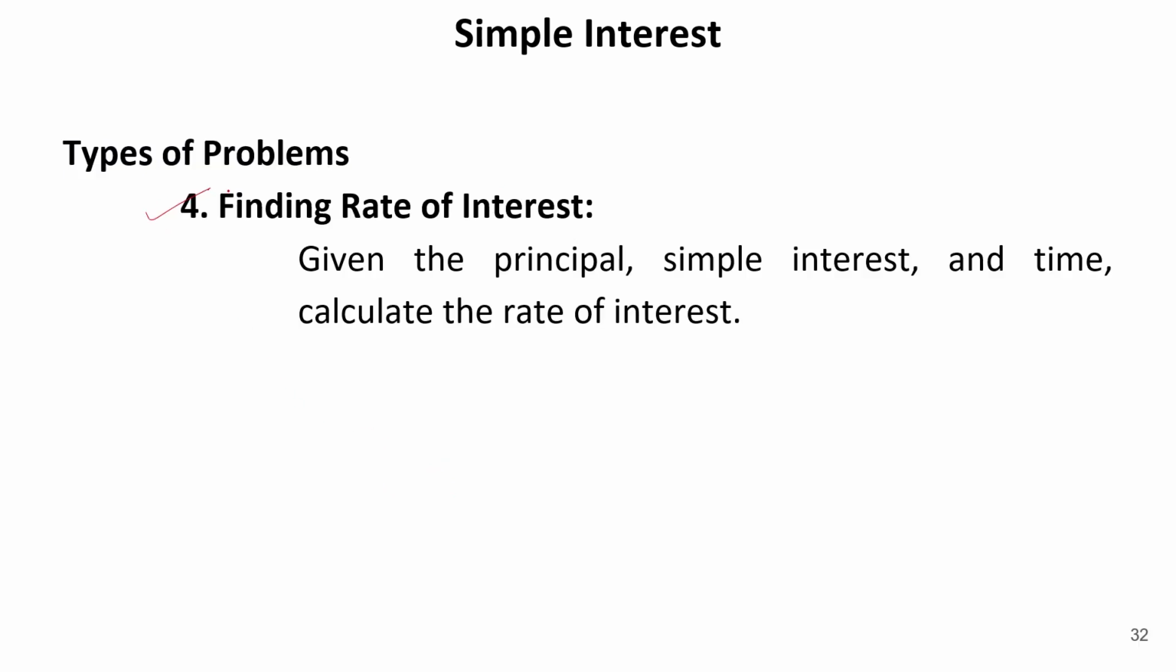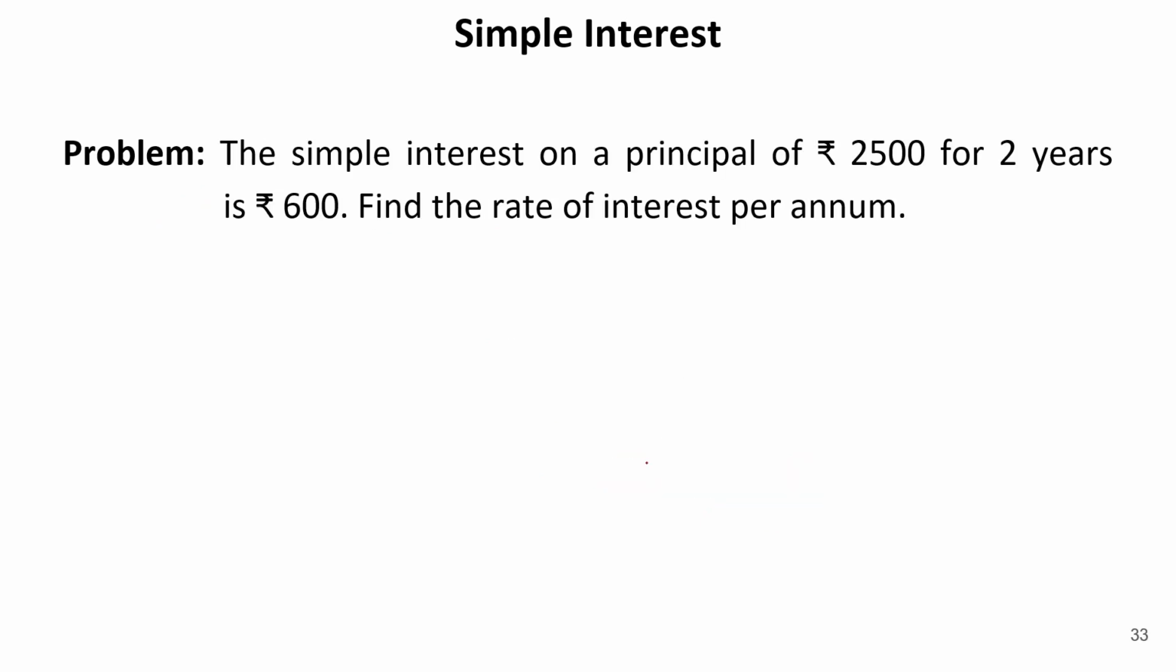So let's see the fourth kind of problem, that is finding the rate of interest, right? So given the principal, simple interest and time, calculate the rate of interest. So again, we will use the same formula, SI is equal to PRT by 100, right? So this implies that we want to calculate R. So R is equal to what? SI into 100 by PT. Okay, so you have the principal amount, you have the time period, you have the simple interest. So you can then calculate the rate of interest.